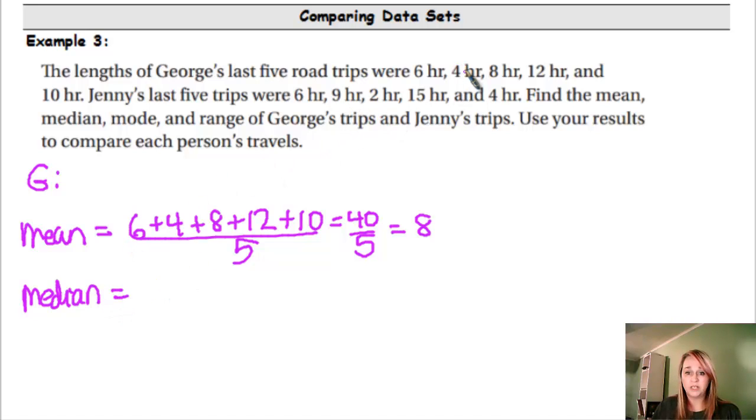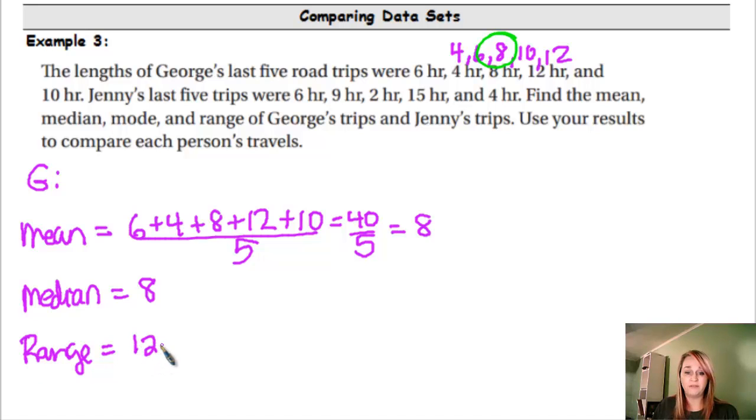So we need to go ahead and put these guys in order. So we have 4, then 6, 8, 10, then 12. So the guy in the middle is this guy right here, 8. So the median for this one is 8. And then the range means we just take the largest, which is 12, subtract the smallest, and we get 8. So for George's set of data, they're all 8. It doesn't always work out that way.